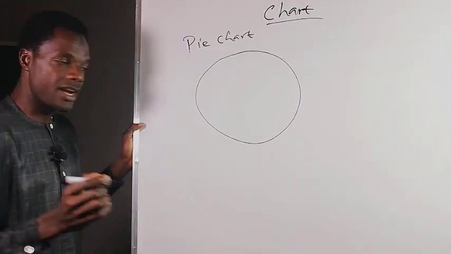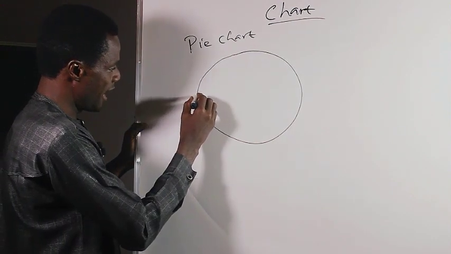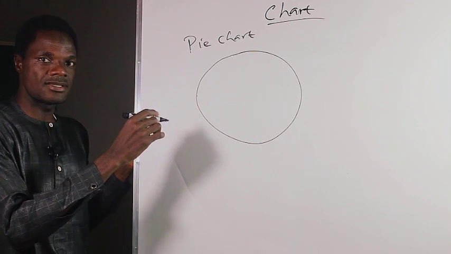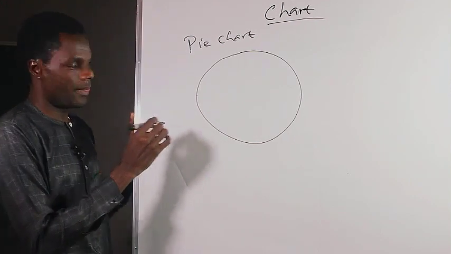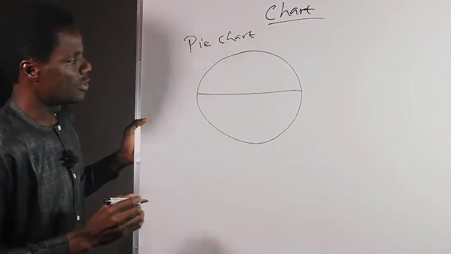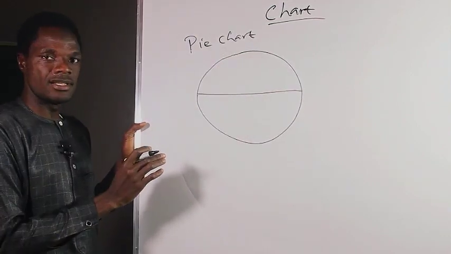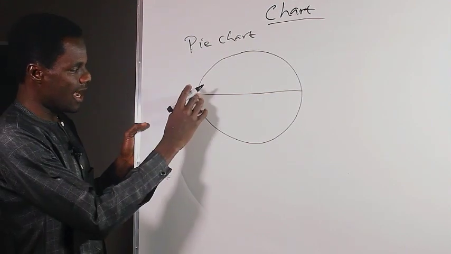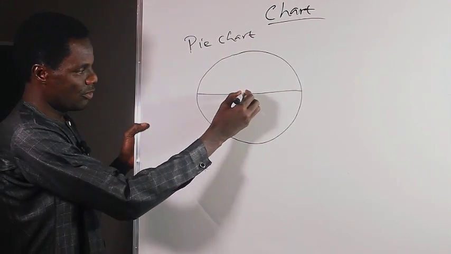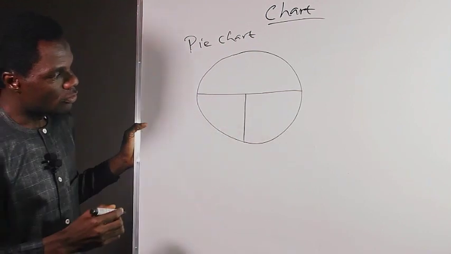Now, as we have variables, each one will have its own slice. We know that a cycle contains 360 degrees, so we divide it like this, for example. Now each portion contains 190 degrees. So depending on the size of the variable we have, we can decide which slice that variable will contain.